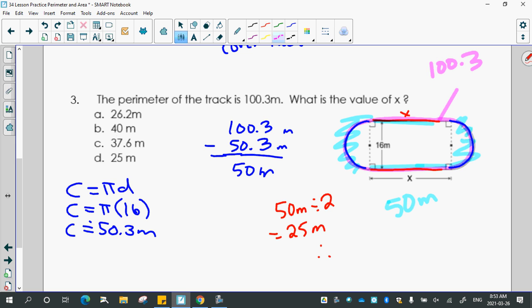So therefore, oh no, I don't think it's the multiple choice. So I circle 25 meters, which is D. Okay. Nice.